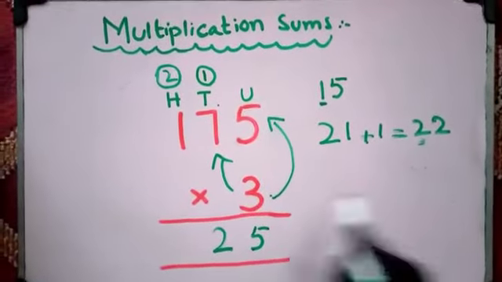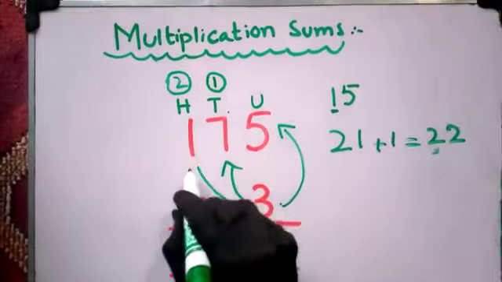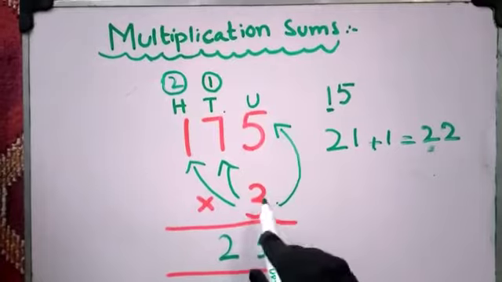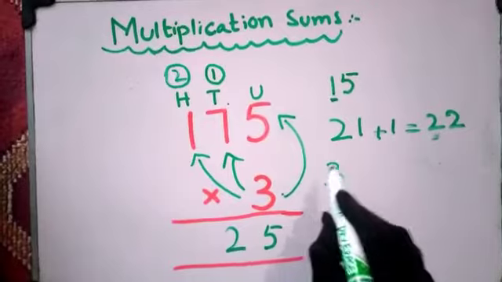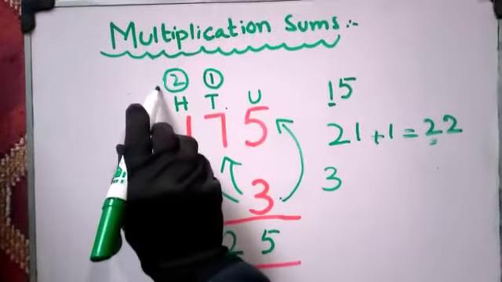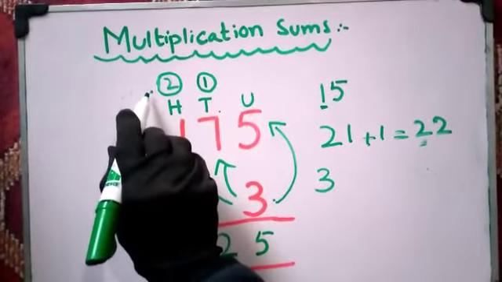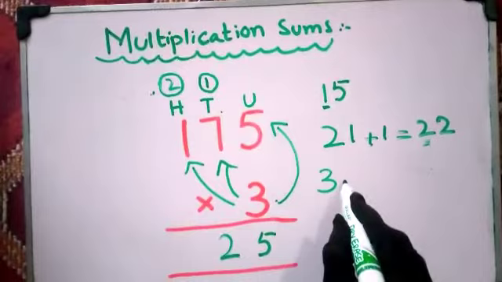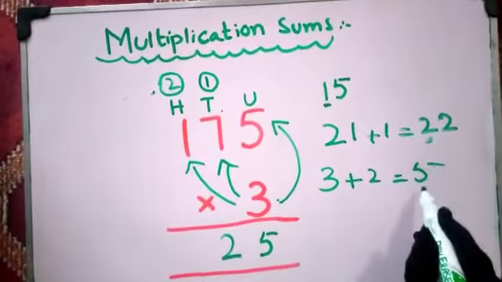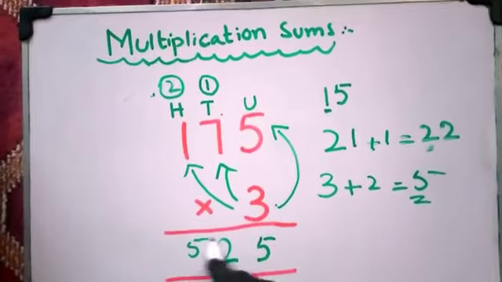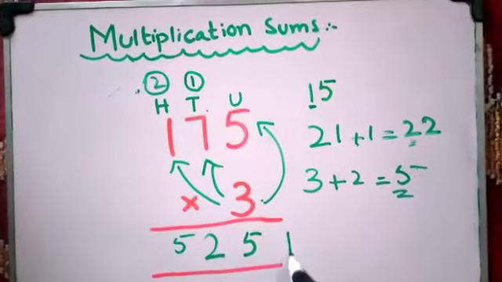In third step, we again read table of 3 up to 1. 3 ones are 3 and we add 2, 200 which is carried over the tens column. 3 plus 2 is equal to 5. So we write 5 in 100 column and 525 is the answer.